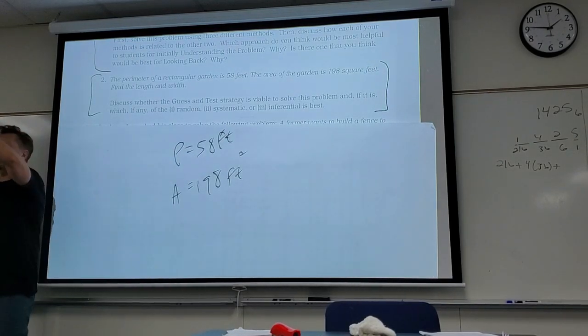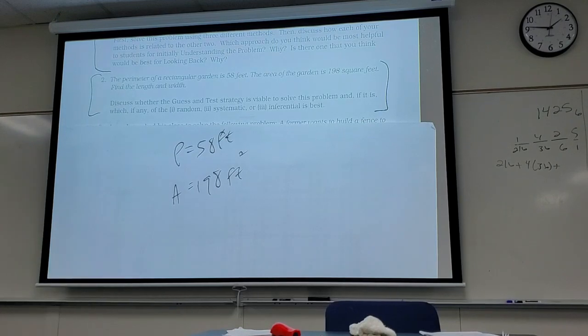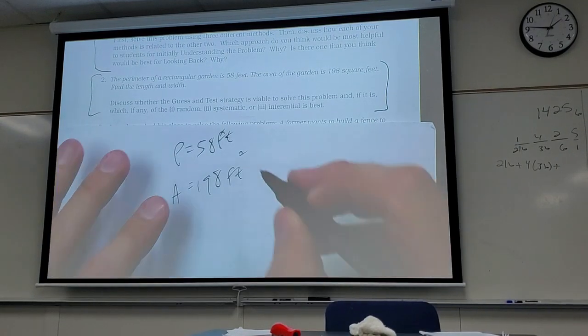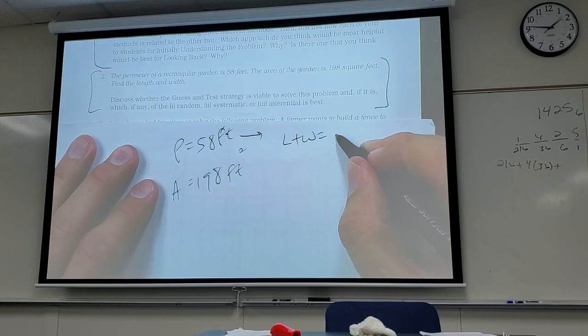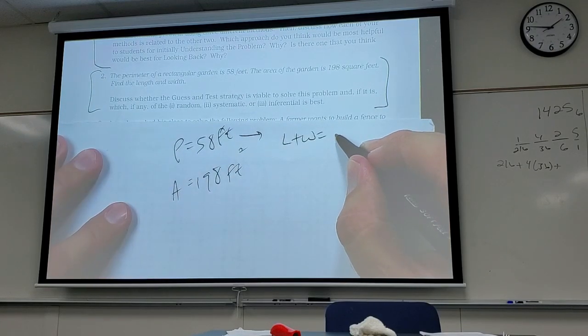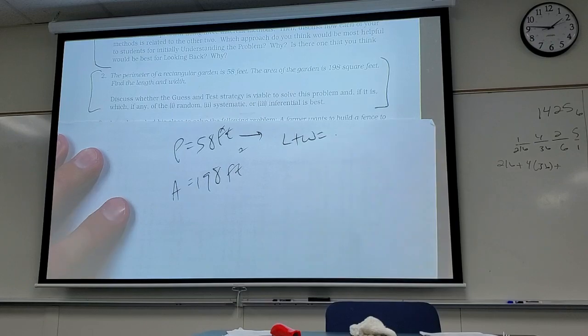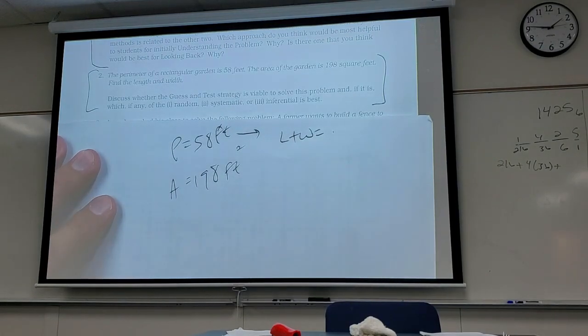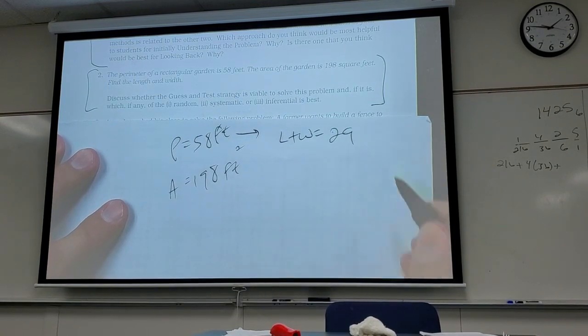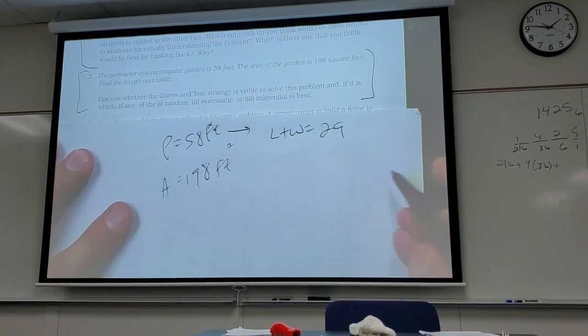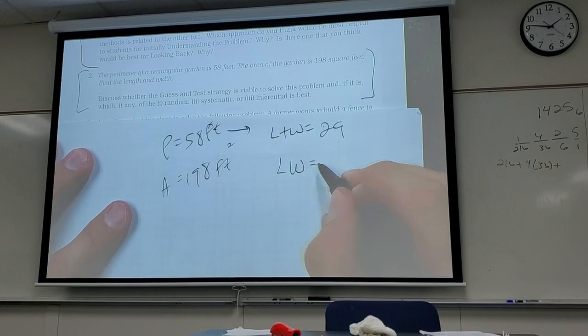So what must the length plus the width be? Half of that. Everybody with me? If I do length plus width, I've gone halfway. So let's not make a mistake. Let's use it to our advantage. Length plus width is 29. Is that cool? What does length times width have to be? 198.